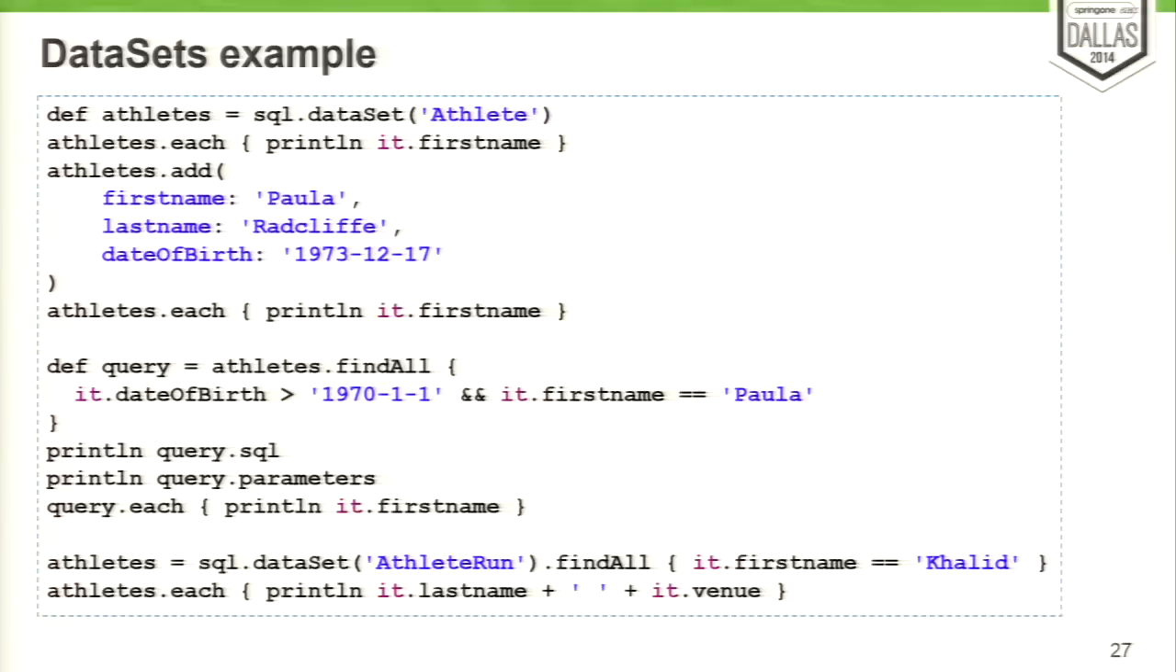As well as doing find alls, I can do .sort. So in Groovy, when you're doing find alls, the double ampersand, the logical operator in Groovy, will get turned into an AND in SQL. If you go .sort on the query that comes back and say sort by date of birth or something, that'll go into an ORDER BY.